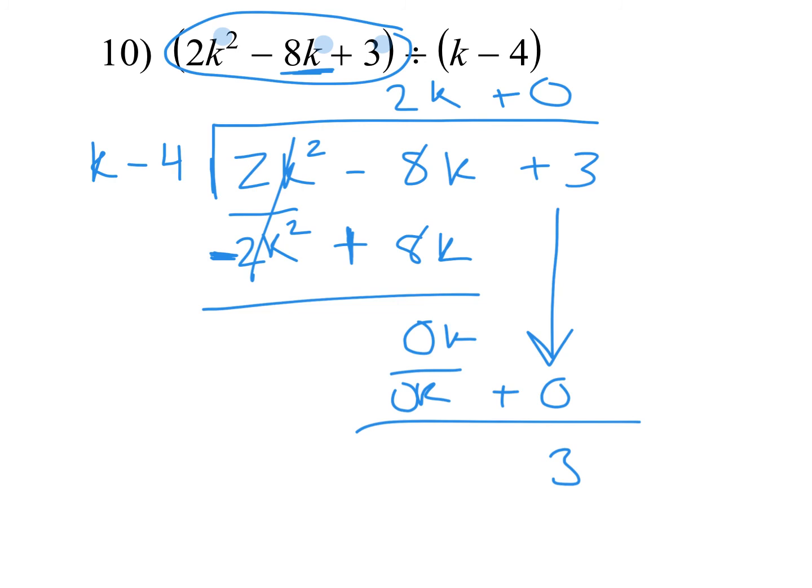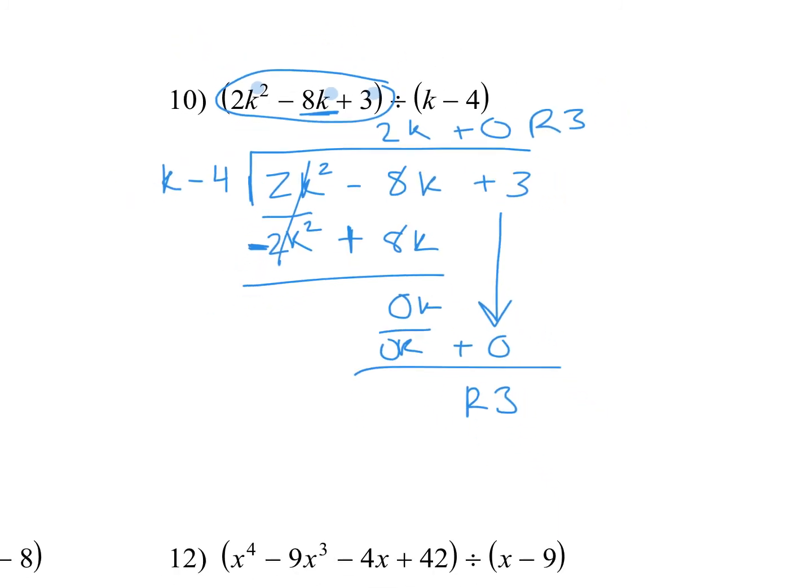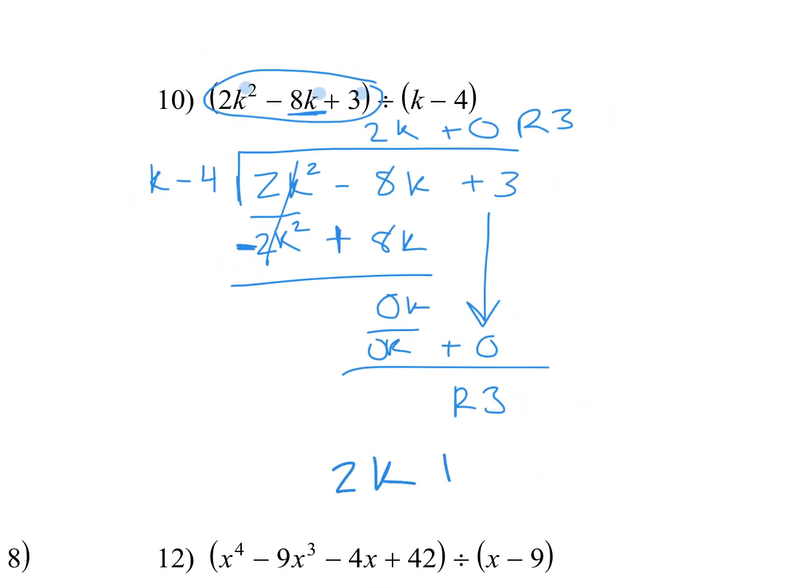Isn't that a remainder? That's our remainder. Perfect. So our remainder is 3. So we would write our answer as 2k, remainder 3.